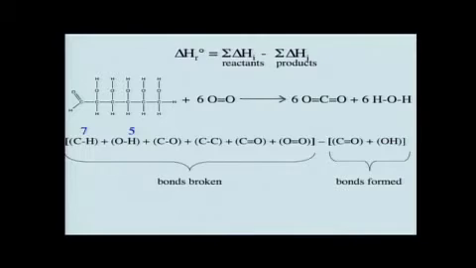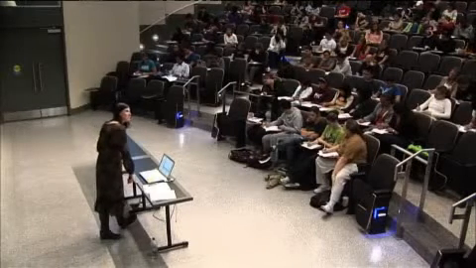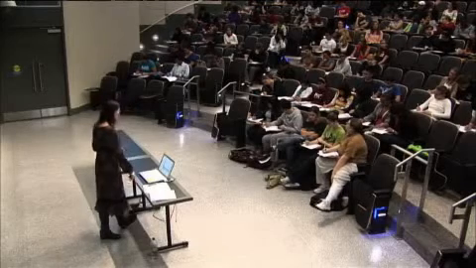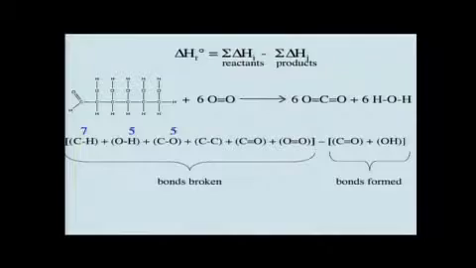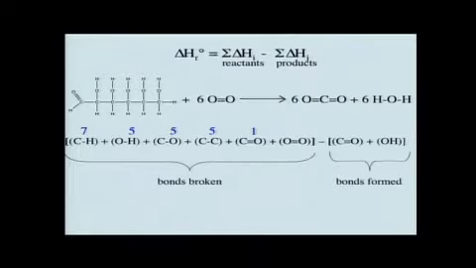How many CO single bonds do we have? What do people think? Yep, 5 CO single bonds. What about CC single bonds? 5 of those as well. CO double bonds? Just 1 CO double bond. And then we have our oxygen molecule to worry about, and we have 6 OO double bonds.